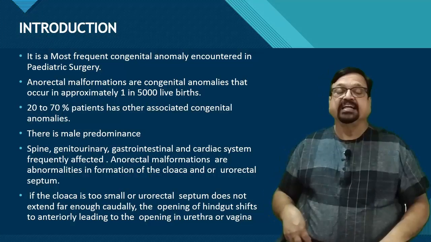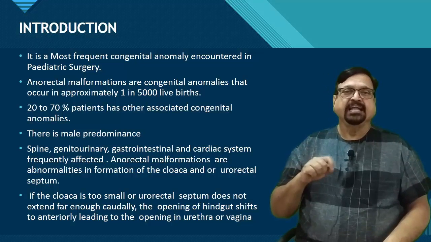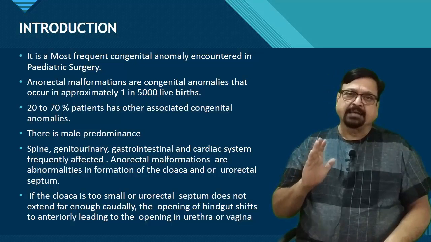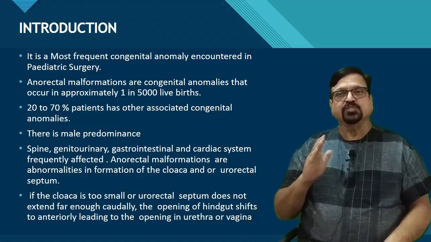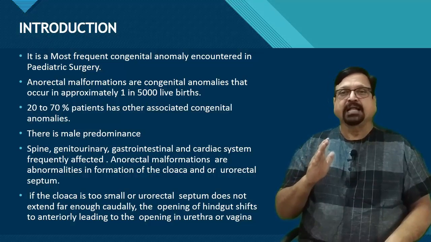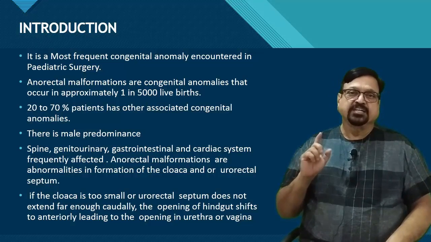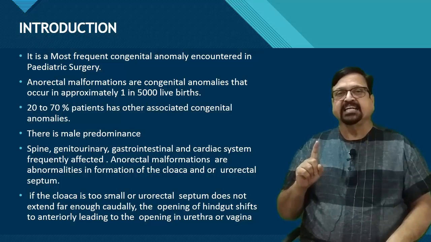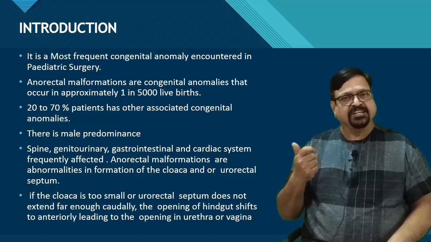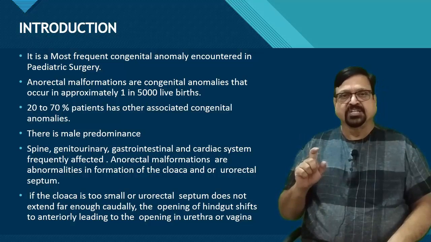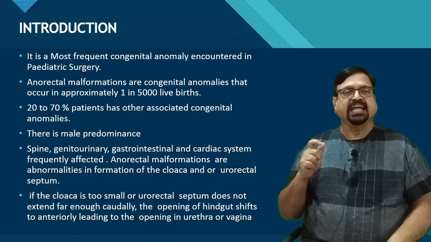Now let's get started. Introduction. It is the most frequent congenital anomaly, that is ARM, found in pediatric surgery. The ARM, anorectal malformation, for which distal cologram is performed, is one of the most frequent abnormalities. Anorectal malformations are seen in approximately 1 in 5,000 live births. 20 to 70% of the patients have other congenital anomalies of the spine or other structures. There is a male predominance. Spine, genitourinary, gastrointestinal and cardiac systems are frequently affected.